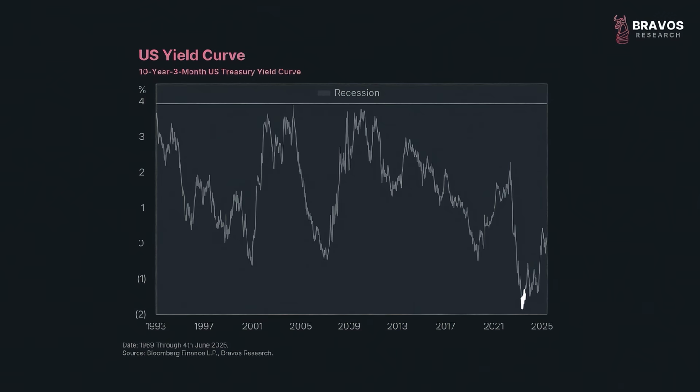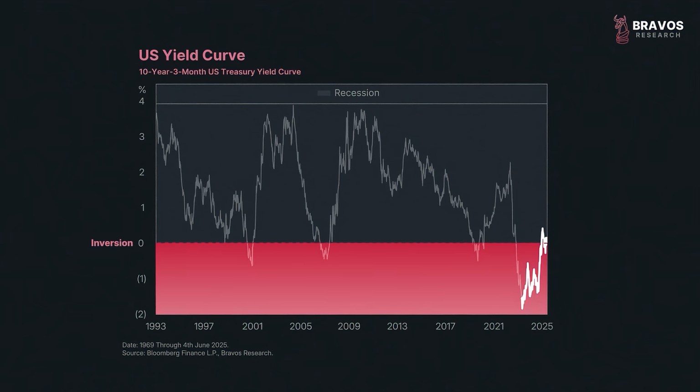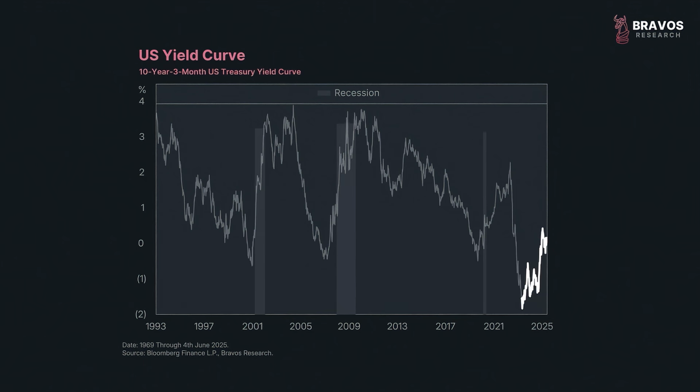Over the course of the last 12 months, we've seen the United States yield curve steepen. This is when the yield curve comes out from what's called an inversion, when it is below 0%. And as we've covered many times before on this channel, this is a notorious recessionary signal.